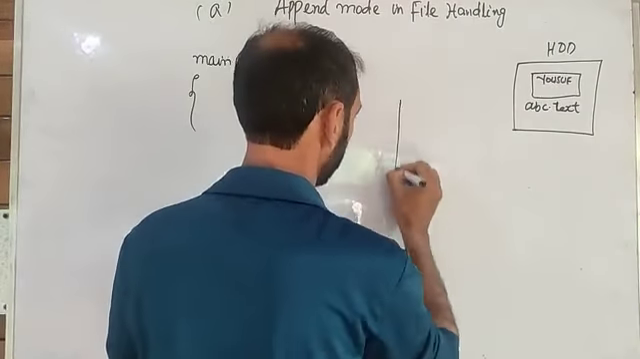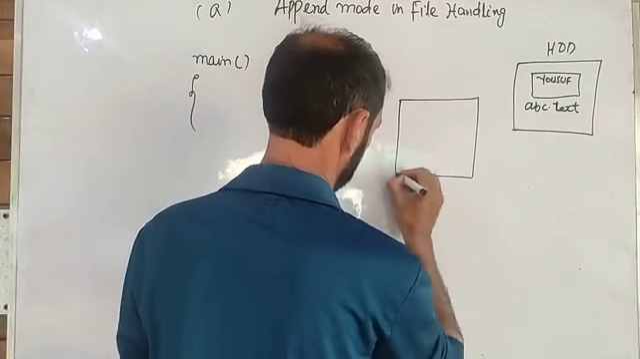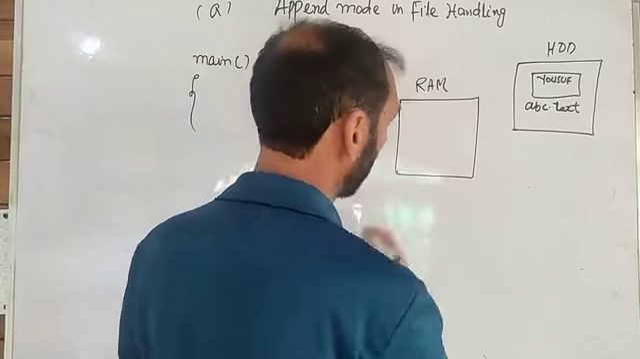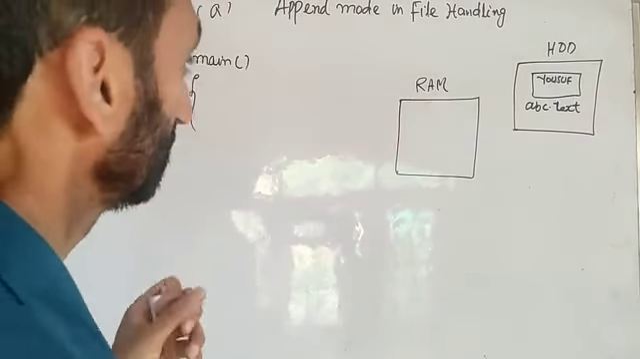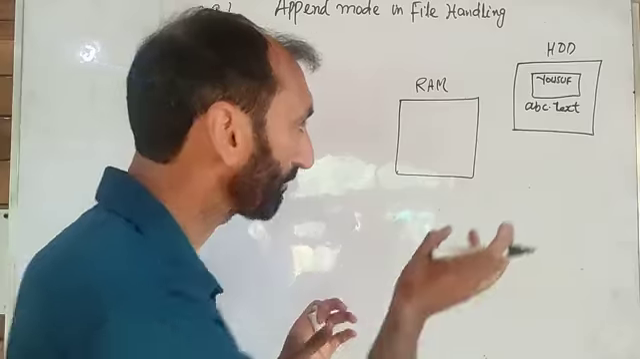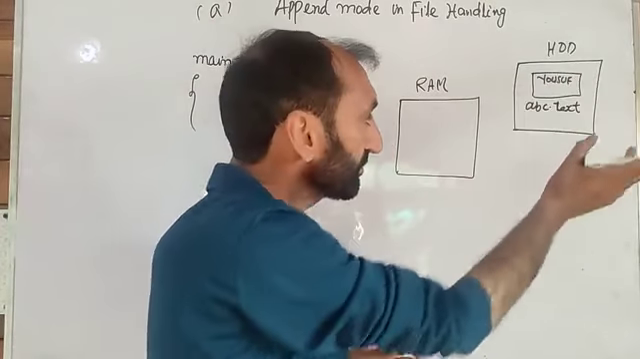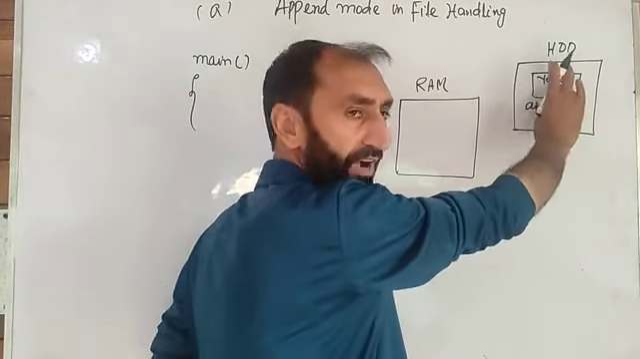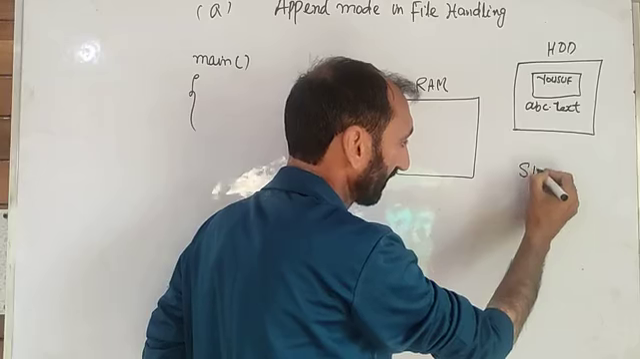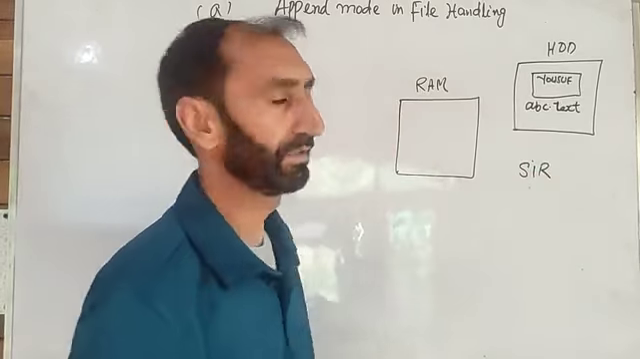Now, this is our RAM, or you can say primary memory. What is our objective? Our objective is to append the contents of this file. That means we want to add contents to this file. For example, to Yousuf, I want to add Sir in this file.